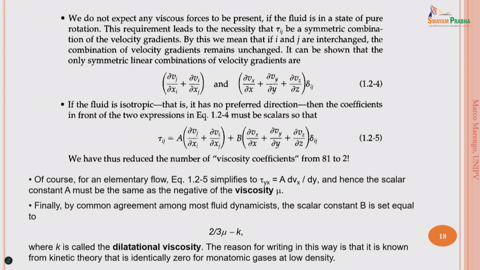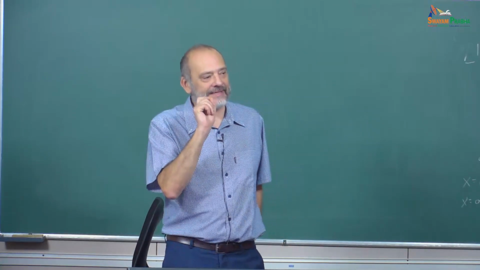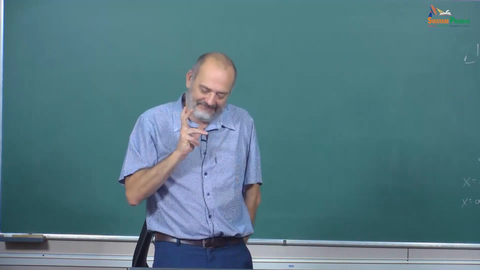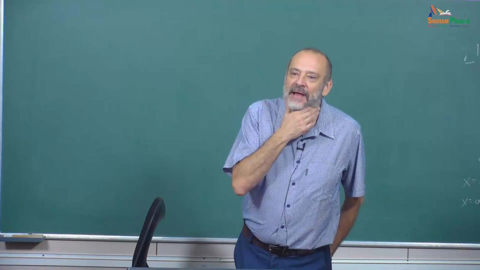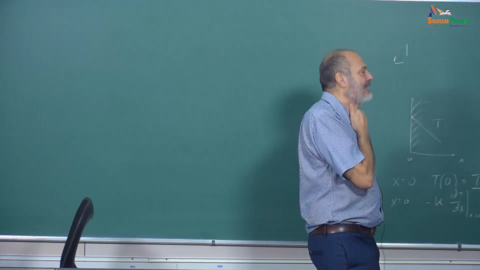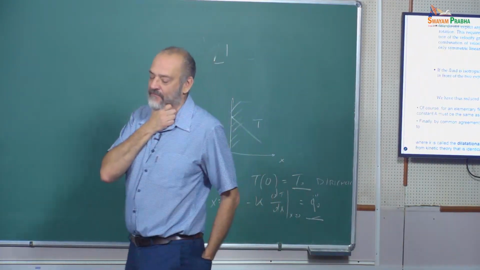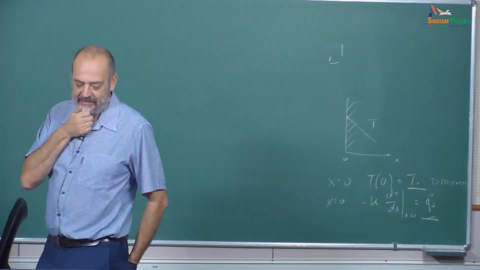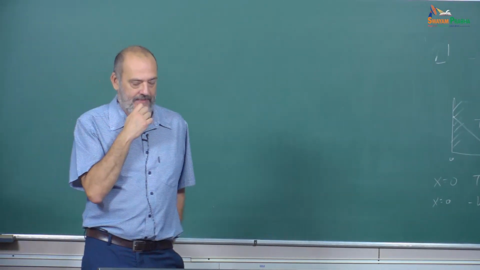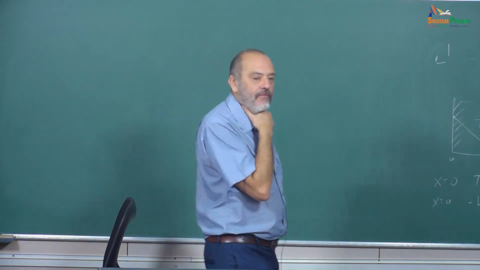A little bit more complex is the part linked to B. I wrote, by common agreement among most fluid dynamicists, and the sentence is already saying something about the fact that, well, it can be like that. Maybe someone is raising hands. Yeah, are you sure? Okay, I don't know exactly. Usually what we use is that B is equal to a third of the dynamic viscosity minus K, and K is called the dilatational viscosity, and is used for compressible fluids.